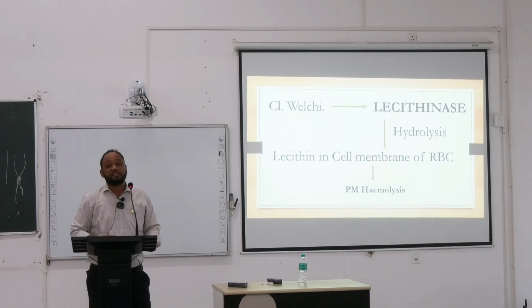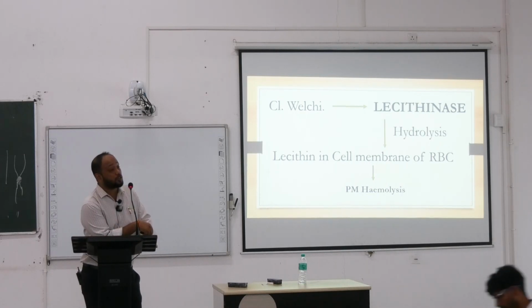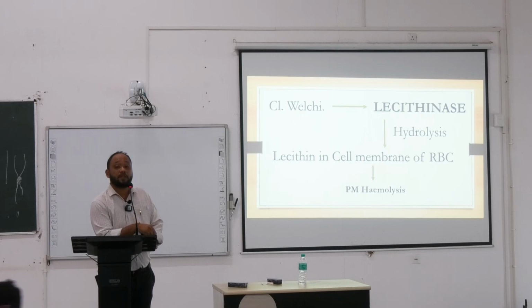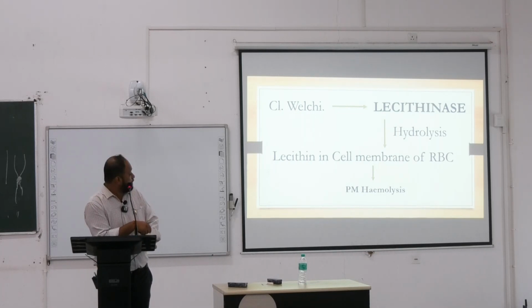Now what happens with Clostridium welchii? It secretes something called lecithinase. It is an enzyme. It will hydrolyze lecithin. Where do we find lecithin? In the RBC cell membrane, and that will lead to hemolysis. So PM hemolysis, postmortem hemolysis, is caused by Clostridium welchii through lecithinase.